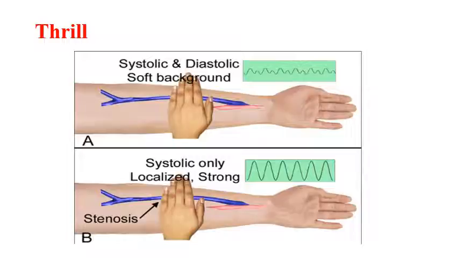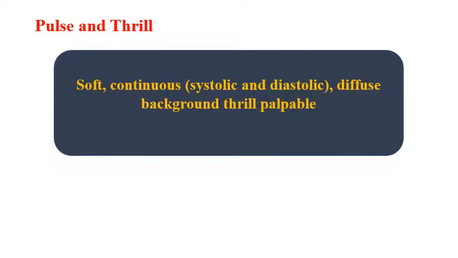And if the thrill is weak or you can't feel it well, this means there is obstruction over the artery, the inflow of the fistula. So the pulse and the thrill should be soft, continuous, systolic and diastolic, diffuse over the course of the access, over the whole vein. You can even feel it over the axillary and over the chest.